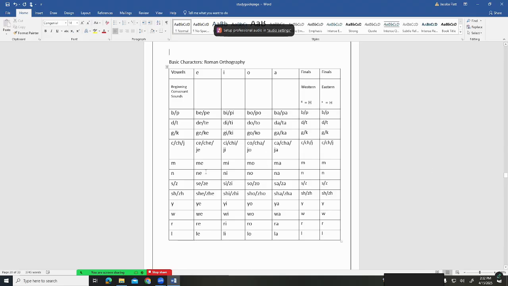Si, so, sa, me, mi, mo, ma, ne, ni, no, na, se, si, so, sa, she, shi, sho, sha, ye, yi, yo, ya, we, wi, wo, wa, re, ri, ro, ra, le, li, lo, la.